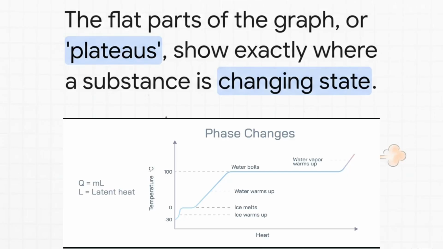That is an excellent question, and it's something that trips up so many people. Those flat parts of the graph, we call them plateaus, are incredibly important. They show us the exact moment the substance is changing state. The first plateau is melting, where it goes from solid to liquid. The second one is boiling, where it goes from liquid to gas.